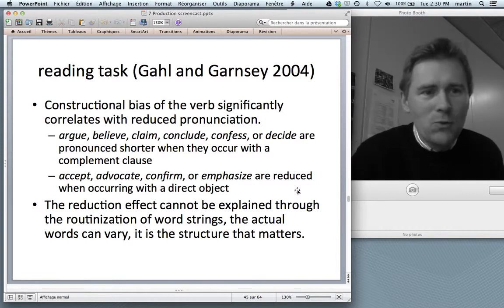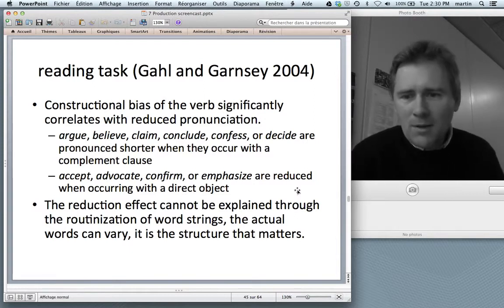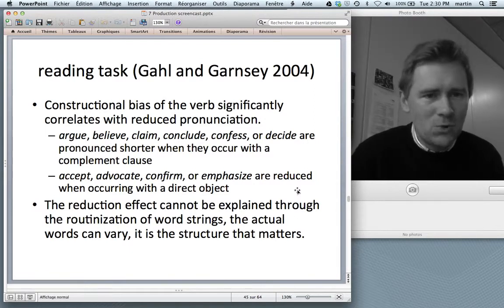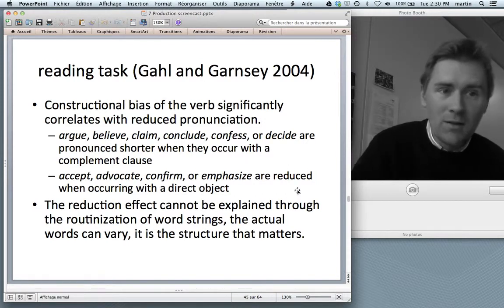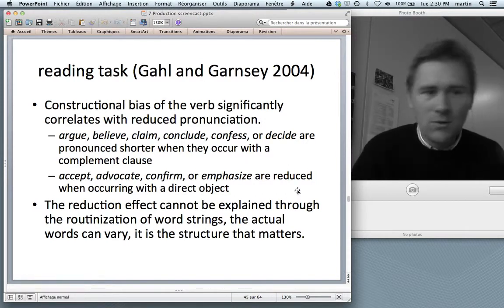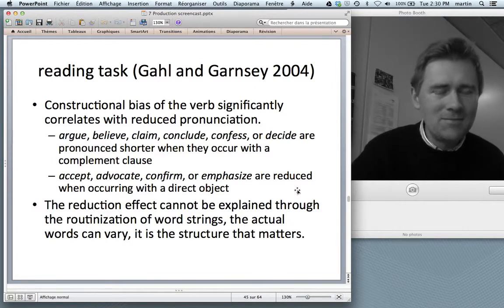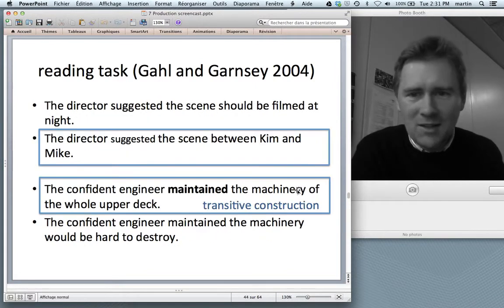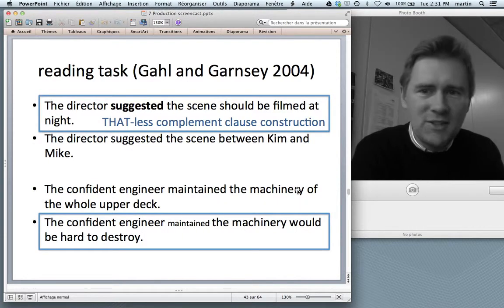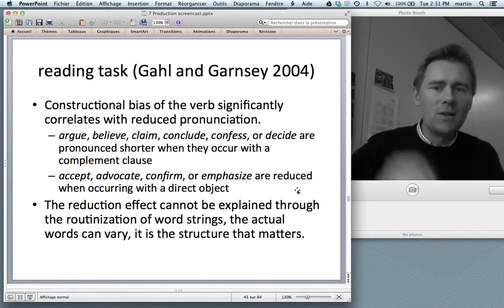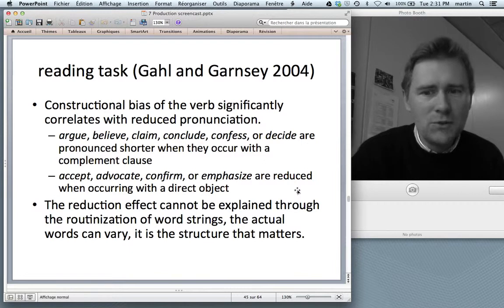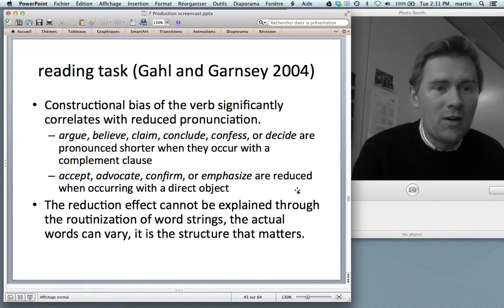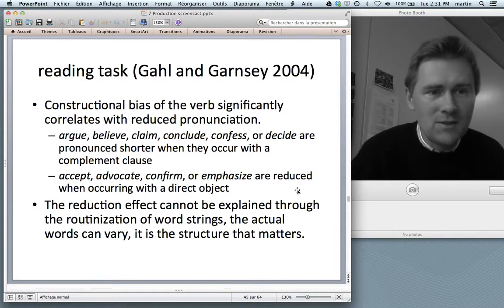So what's cool about this is that the reduction effect cannot be explained through the mere routinization of word strings. That would be the classic Bybeean explanation. When something's reduced, well, that's because you've practiced it a lot and it rolls off the tongue like that. Well, in a way it does, but notice that here in the director suggested the scene, that could be any noun. It could be any noun starting any sentence. And so it cannot be just about routinization of phonetic material. It has to be about routinization of constructions, which are structural and not just phonetic.